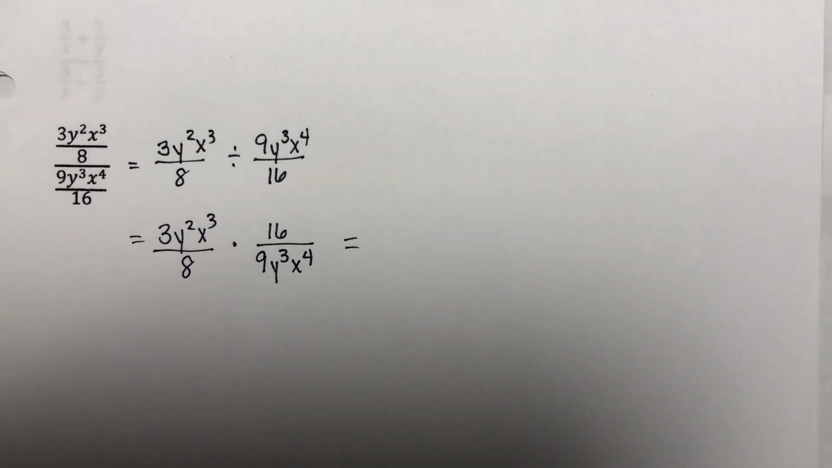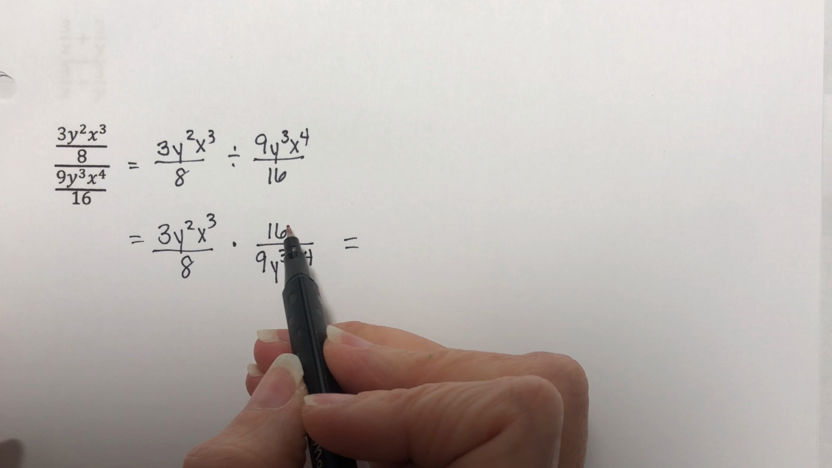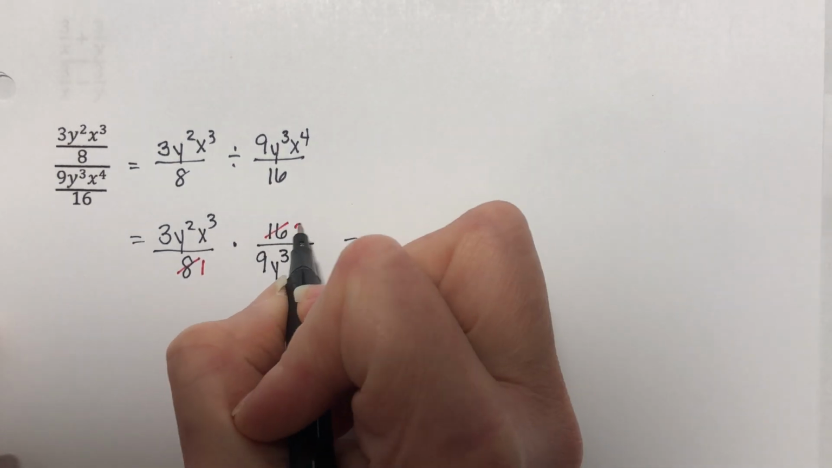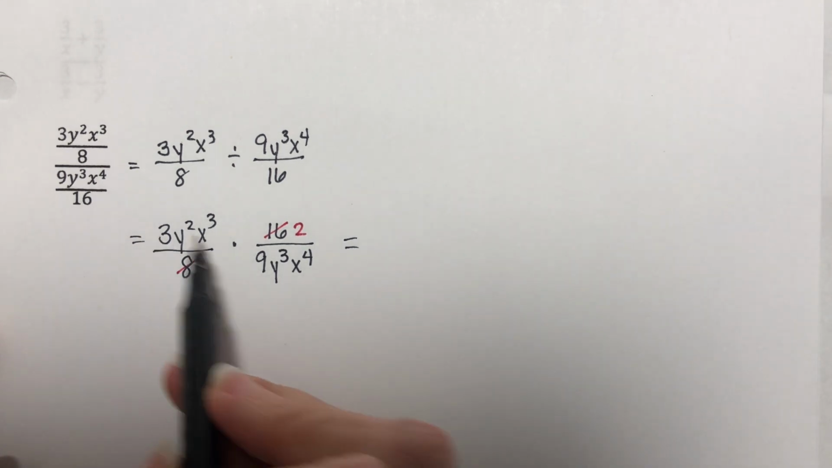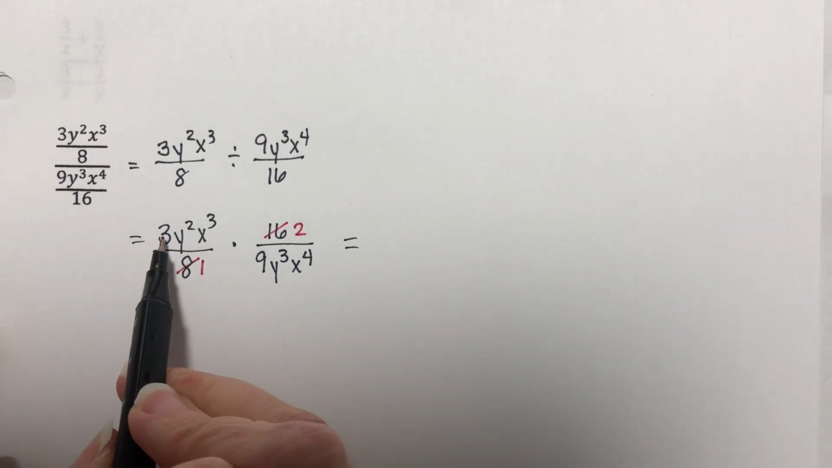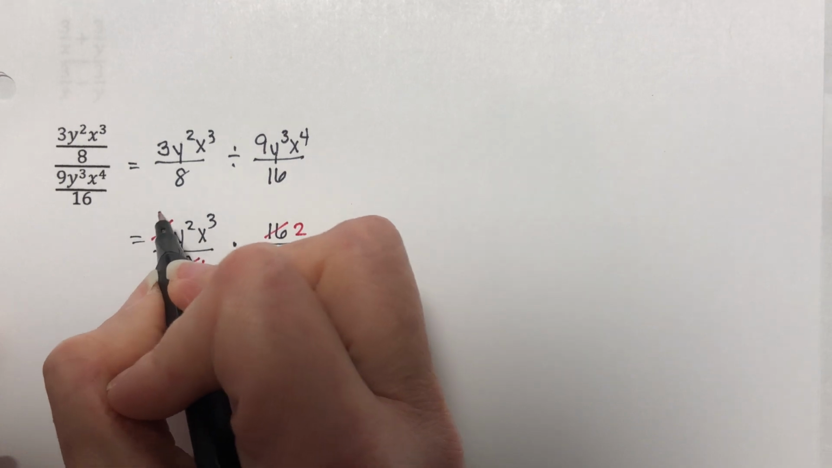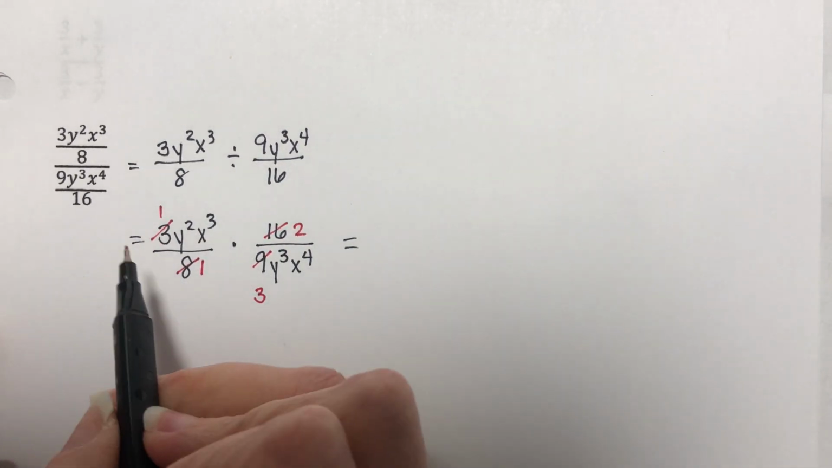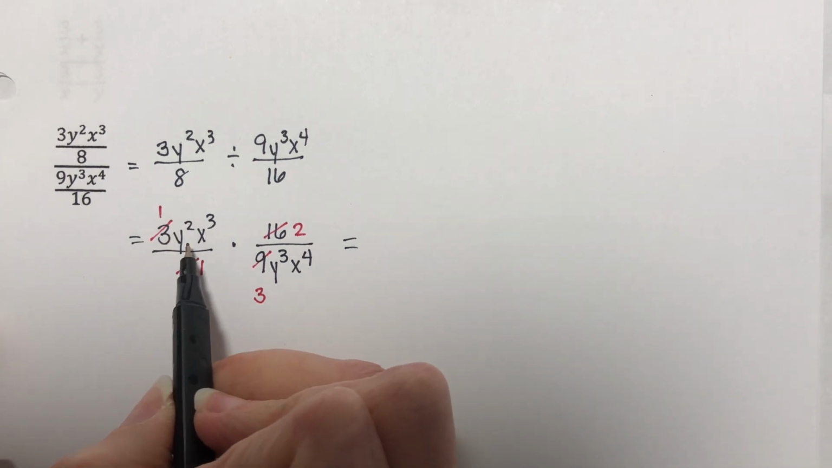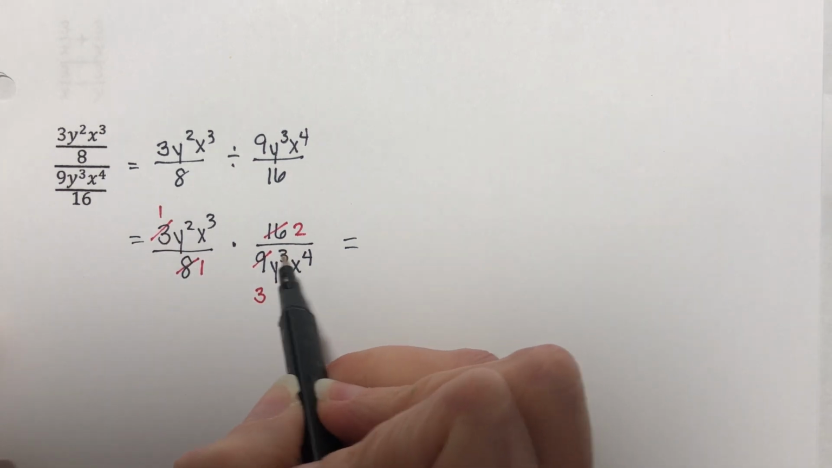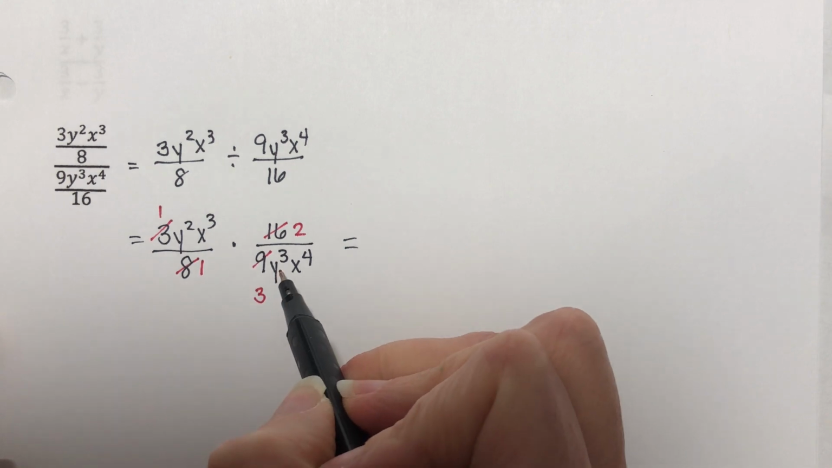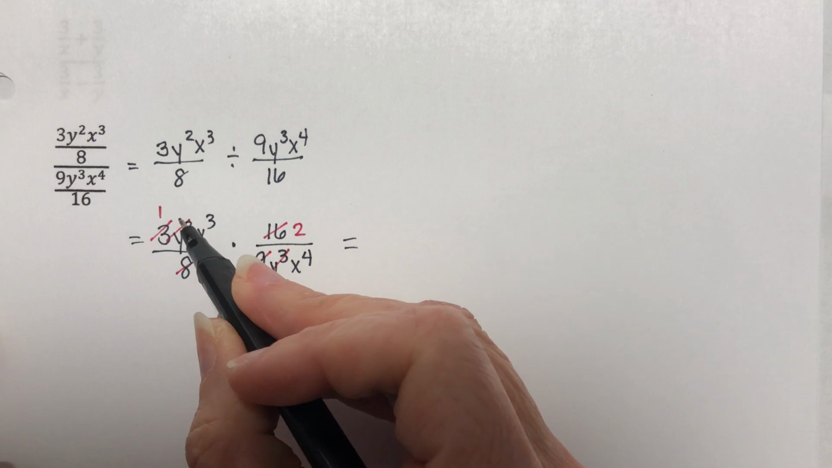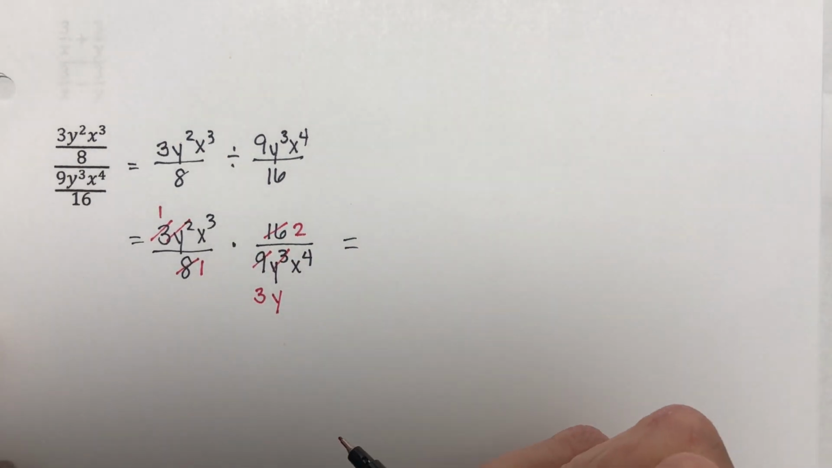Okay, so let's look for some cancellations. On this diagonal, I can divide both of these by an 8, and that would give me a 1 there and a 2 here. Now we have a lot going on here. If I divide this by 3 and this by 3, I'll have a 1 here and a 3 here. Here I have 2 y's, here I have 3 of them. These 2 cancel out 2 of these, and so I will have 1 left. This is 3 minus 2, which gives you the exponent of 1.